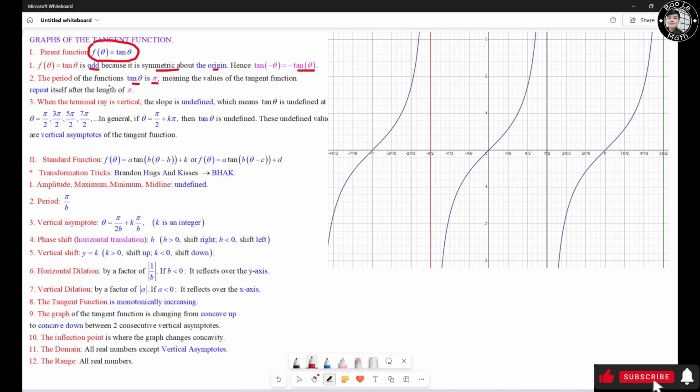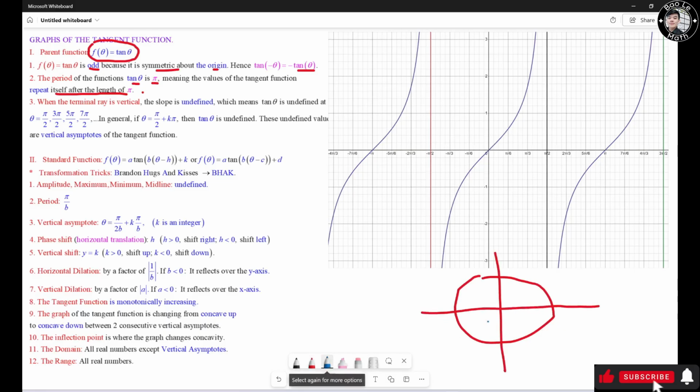The period of the tangent function of theta is pi, meaning the values of the tangent function repeat themselves after the length of pi. Why? Take a look at the unit circle. We know that tangent is the slope of the terminal ray, right? So the terminal ray right here, the slope is rise over run. So this is rise, this is run.